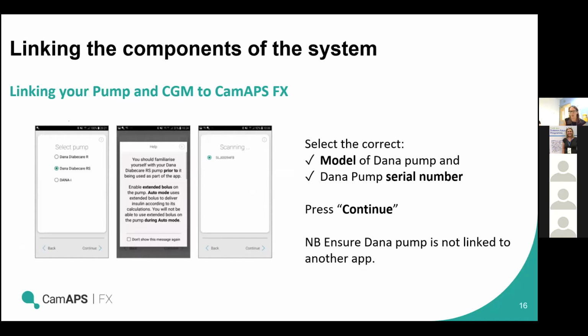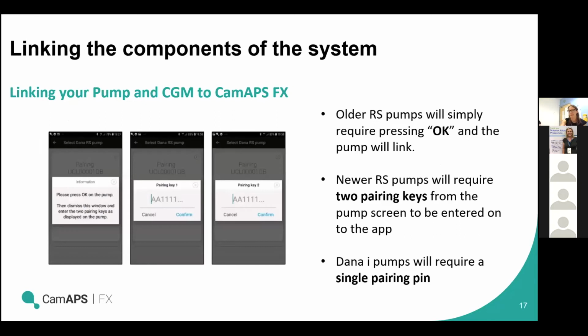It'll take you through menu by menu, and you just select the pump which you have, so either the R, the RS, or the Dana-i, which is coming very soon, and then press continue. It's important, if you've previously been using the AnyDANA app or any other app, that the pump is unlinked from that app before you do this, because most of the time the pump can't be linked to two separate apps. So it should then scan for the pump, and it does it via Bluetooth, and you'll see the serial number of the pump coming up. Just confirm that that's the correct serial number, and then press continue.